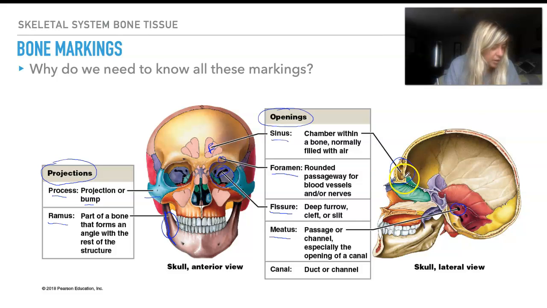We also have canals. Canal is going to be kind of similar to a meatus. It's going to be a tube. So for example, in the eye, we have the lacrimal canal that takes tears down and drains them from the eye to the nose.